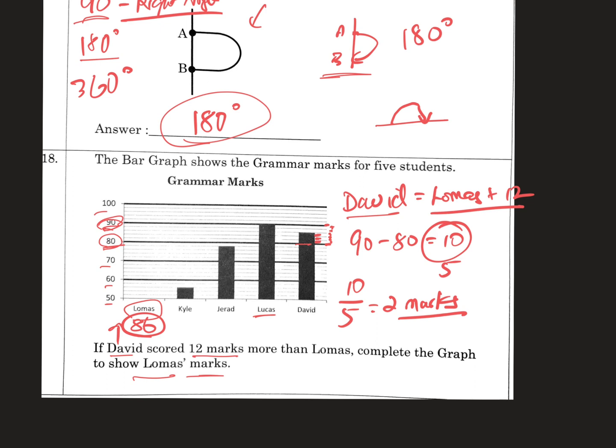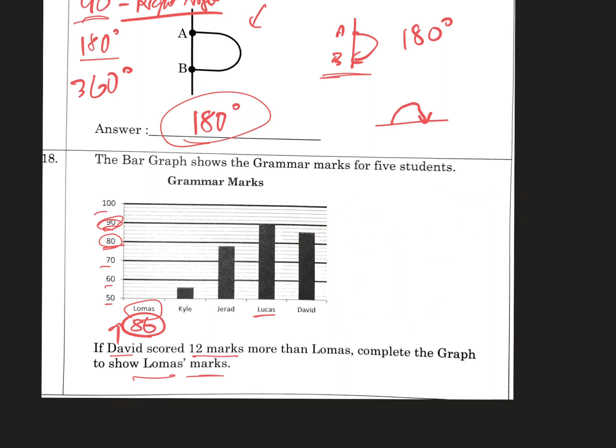David got 86. Let me just erase this so I get a little bit of space to work over here. So David has 86. And that is 12 marks more than Lomas. So 86 minus 12 would give us Lomas's marks. 6 minus 2 is 4. 8 minus 1 is 7. Lomas scored 74 marks. So how do we represent it?